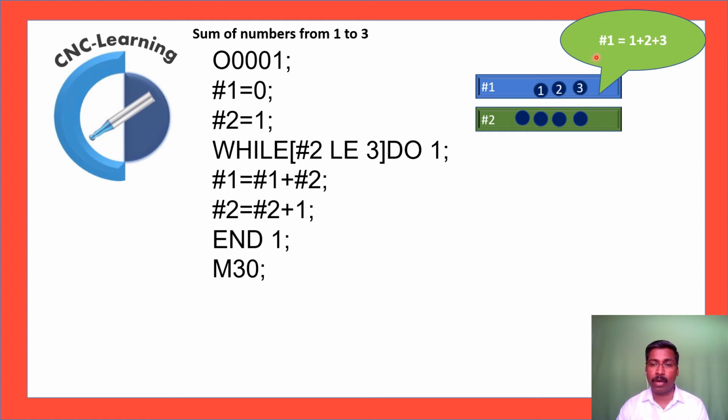Now value of hash 1 is equal to 1 plus 2 plus 3. So this exercise is to find the sum of numbers from 1 to 3. Similarly, you can find the sum of any numbers, 1 to 10 or 1 to 100 or 1 to 1000. The same program with small changes here. It will keep adding the values. So what we have discussed now is the while statement.